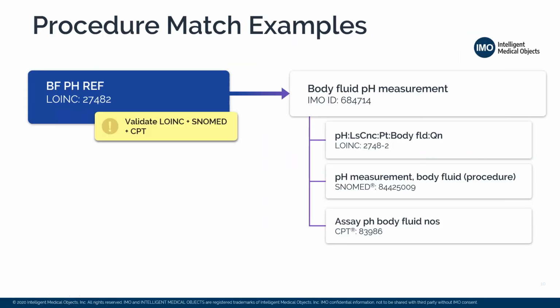We don't just normalize diagnosis, IMO also normalizes procedures, labs, medications, and I wanted to show a specific example here of where we performed a clinical data quality double check, where a site was able to send in this lab test with this LOINC code. In this case, we were able to validate that this LOINC code was correct and then enrich this term with both the SNOMED and the CPT code.